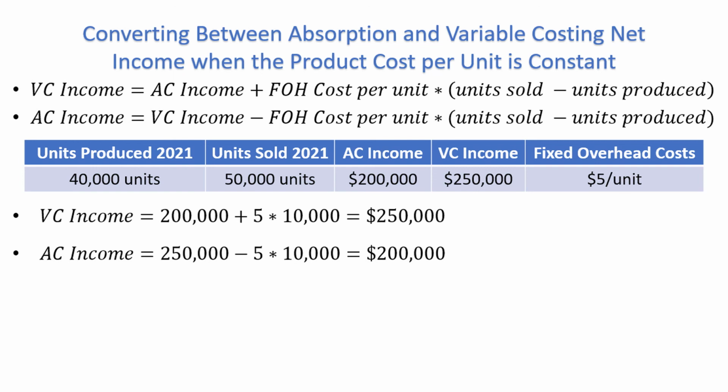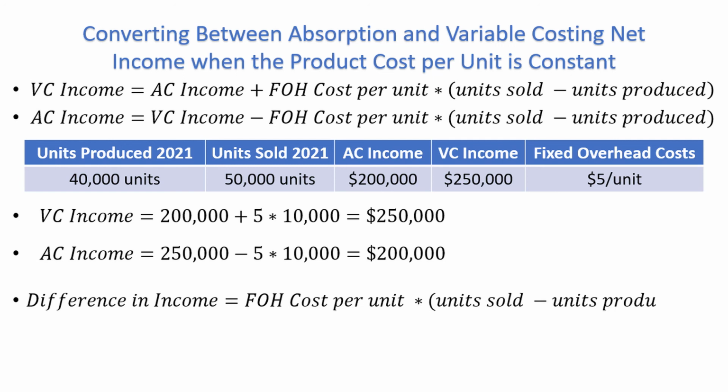If all you want is the difference in net income from the two methods, you can take the fixed overhead cost per unit and multiply by the difference between the units sold and the units produced. In our example, that would be 5 times 10,000, which equals $50,000.